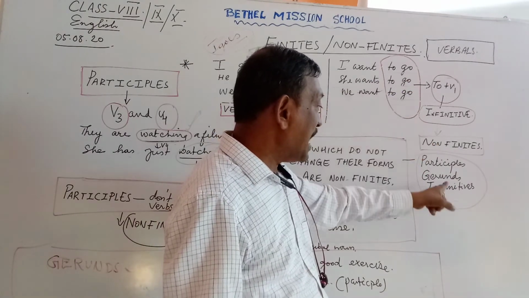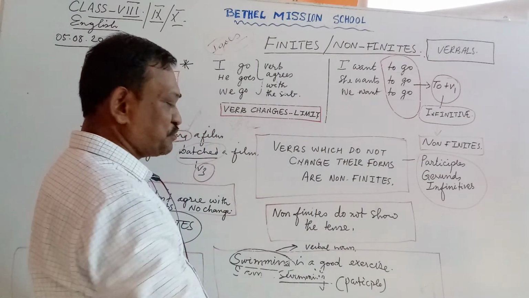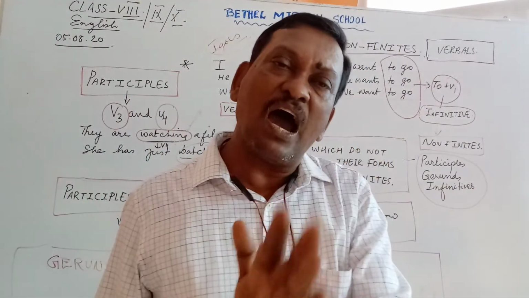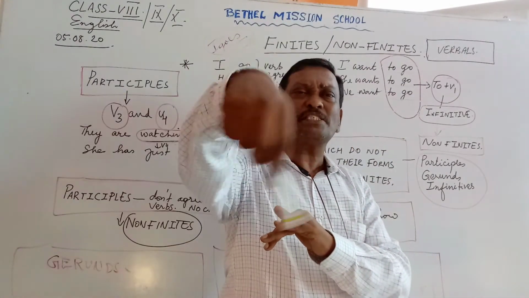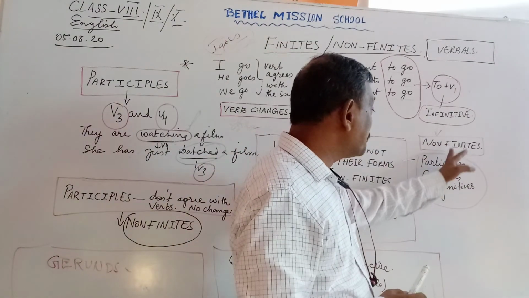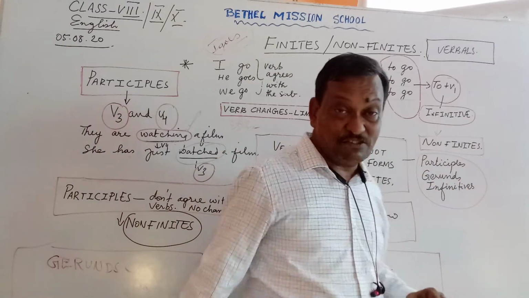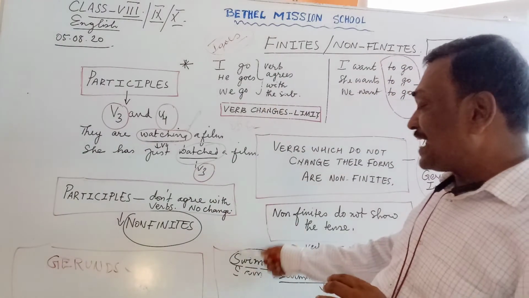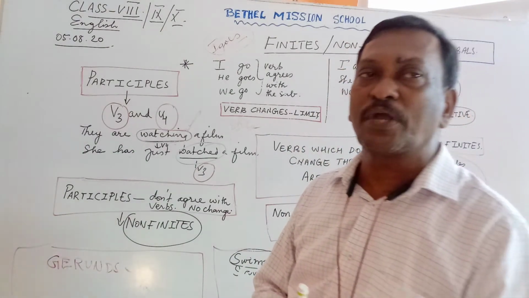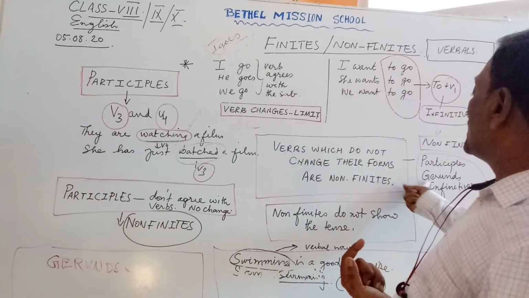Therefore, infinitives and participles. He is swimming. She is swimming. They are swimming. So participles do not change according to the subject. They are also part of non-finites. Infinitives, participles, and gerunds. When a word does the function of a verb as well as a noun, when it becomes a verbal noun, it is known by the word gerund.